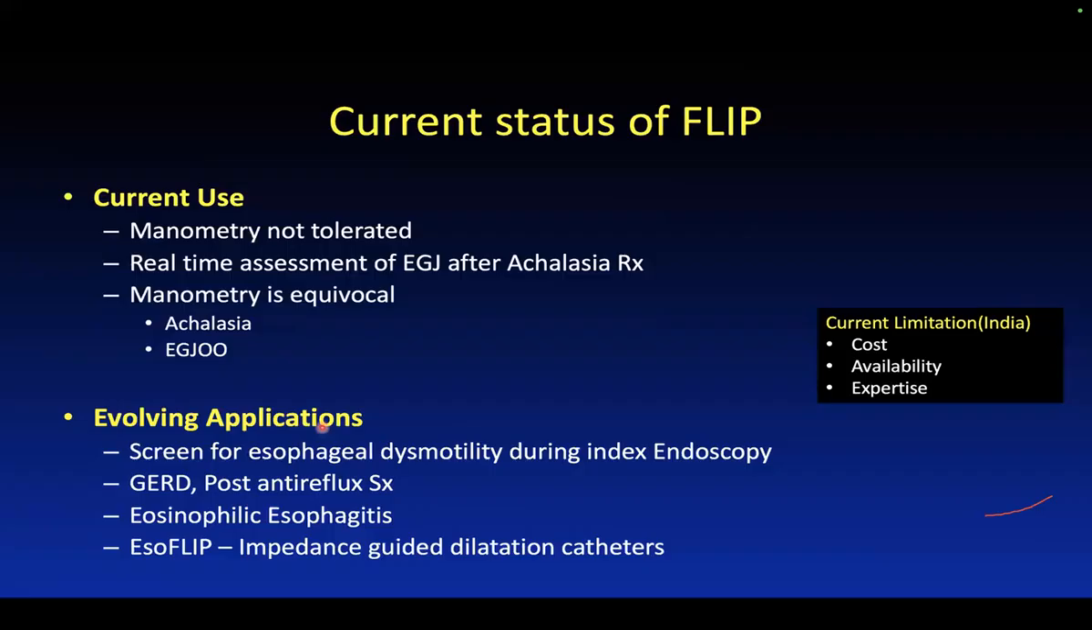Evolving situations where EndoFLIP is being used more and more often to screen for esophageal dysmotility during index endoscopy itself, in patients with GERD or post anti-reflux surgery, and in patients with eosinophilic esophagitis, because eosinophilic esophagitis itself will also alter the esophageal distensibility. So again, a very useful test to diagnose eosinophilic esophagitis. And there is also something called EsoFLIP, which are actually bougie dilatation catheters which have inbuilt impedance. So you can actually make out how much has been the change in the distensibility when you're using those catheters themselves. So that's called EsoFLIP, right?